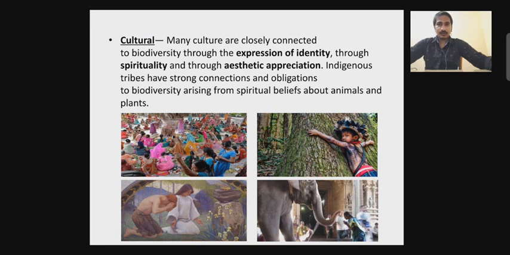Then cultural: many of the traditional practices are associated with plants, animals, or worshipping trees or any sort of animals. We have been practicing it from ancient times. So the cultural aspect of biodiversity can also be felt in this regard.